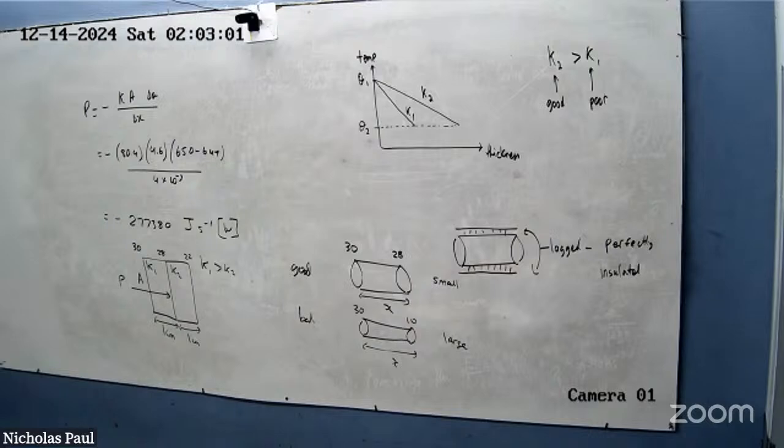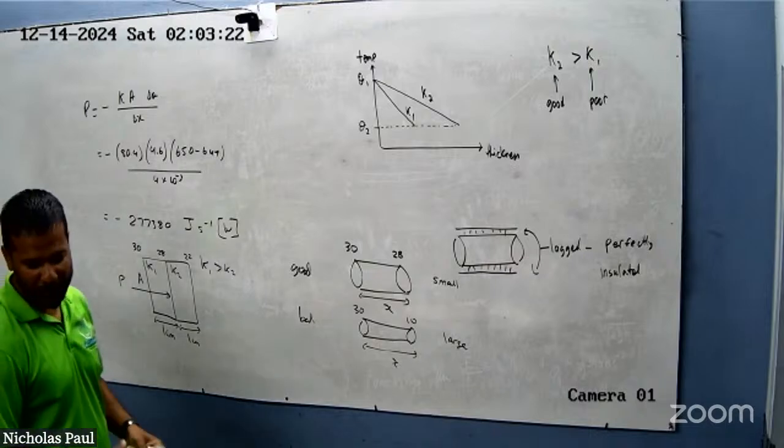Right? Same K value. So the problem is we need to get one K value. Not the average. What we have to do is find the equivalent. So here's where it gets a little complicated. Take a 10-second break here.